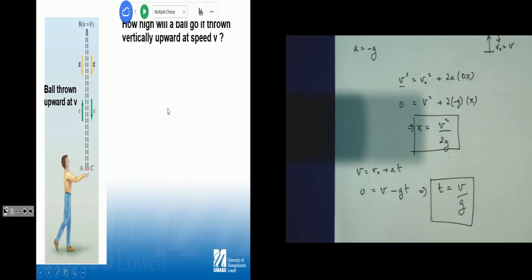Everyone with me so far? So that's kind of how you solve problems in one-dimensional kinematics. You draw a diagram, label the axes, figure out what you know, figure out what you're looking for, and then set up the equations and solve for the unknowns.